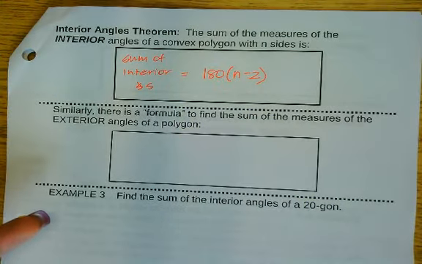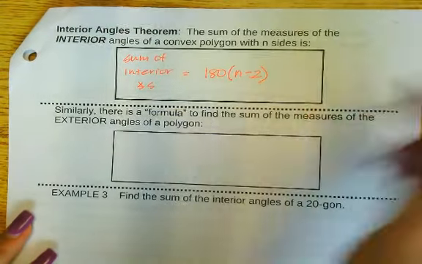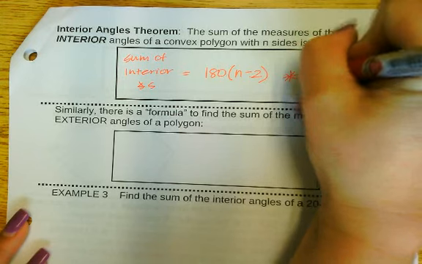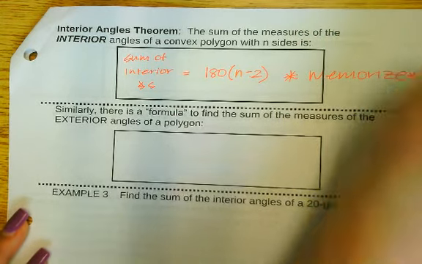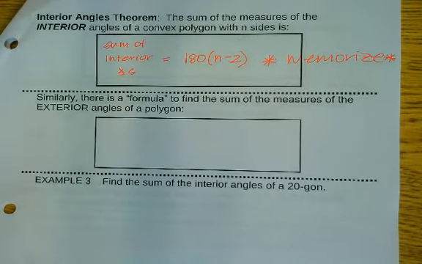This is the formula you use to figure out the sums of those interior angles. That is what you have to memorize, so I'll mark it for you. Memorize. That is not on any sort of formula sheet.